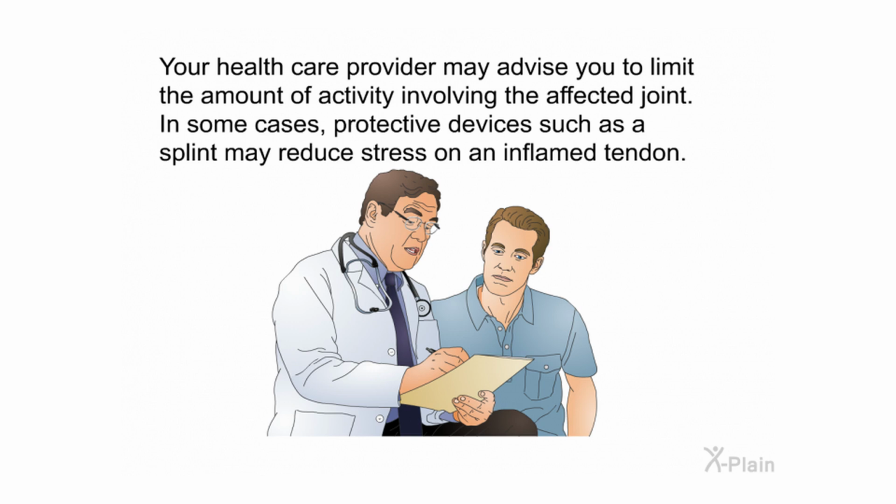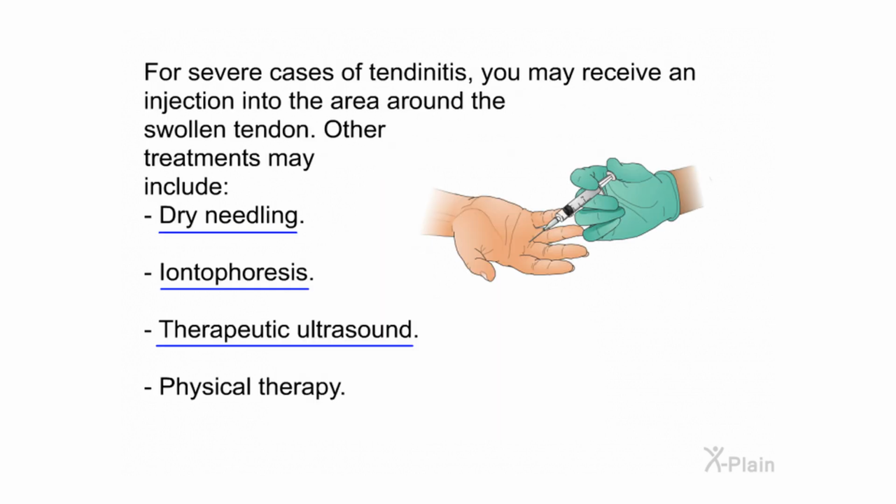Your healthcare provider may advise you to limit the amount of activity involving the affected joint. In some cases, protective devices such as a splint may reduce stress on an inflamed tendon. For severe cases of tendinitis, you may receive an injection into the area around the swollen tendon. Other treatments may include dry needling, iontophoresis, therapeutic ultrasound, and physical therapy.